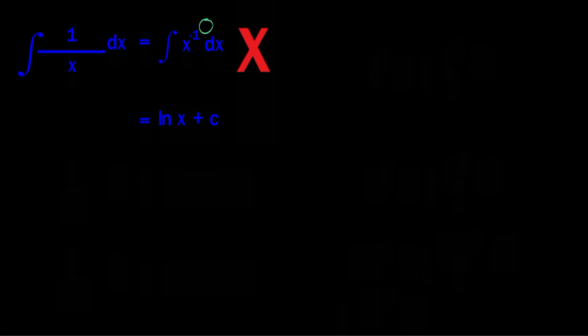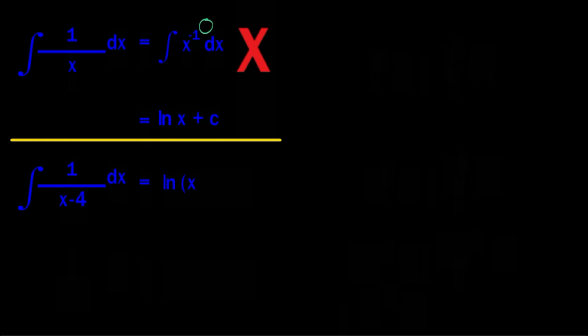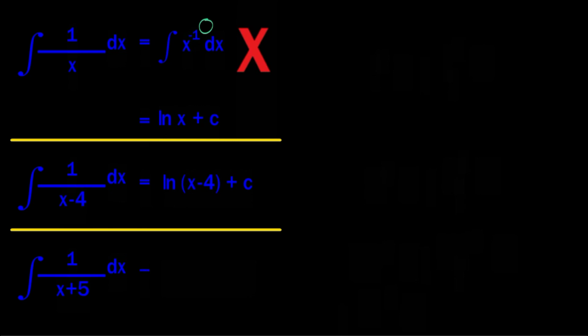So let's say if you have another example, 1 over x minus 4. So you will actually get ln |x minus 4| plus c. You must remember this. So similarly, if you have 1 over x plus 5 dx, you also must remember that it will get you the answer ln |x plus 5| plus c.